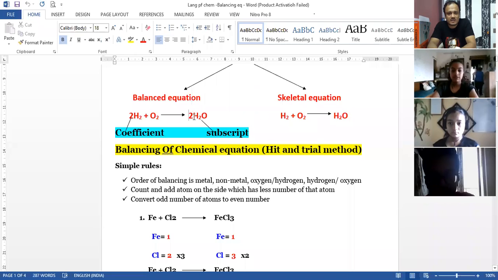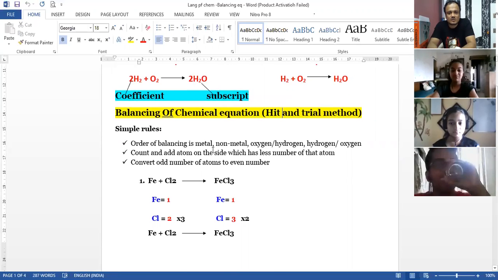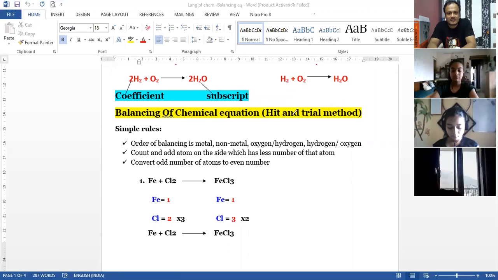The only change which you can do while doing the balancing equation will be changing of the coefficients. Okay, so these are the rules which you will be following while balancing an equation. This was discussed in class in grade 8, if you remember.